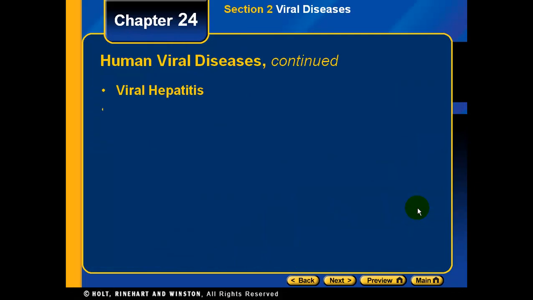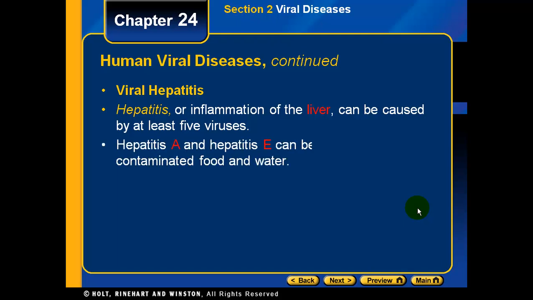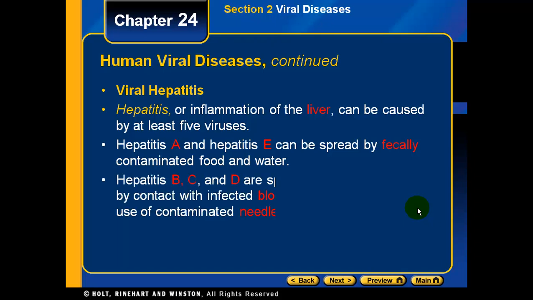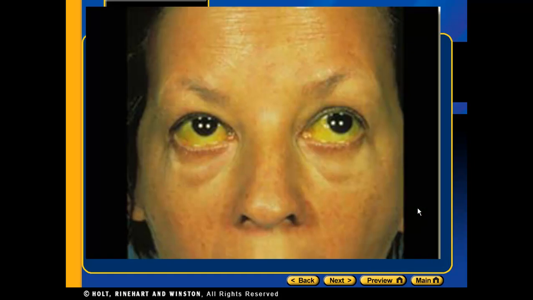Alright, next one is viral hepatitis. Hepatitis is inflammation of the liver, and that can be caused by at least 5 different viruses. Hepatitis A and hepatitis E can be spread by fecal contaminated food and water. Hepatitis B, C, and D are spread by sexual contact, by contact with infected blood and serum, and by the use of contaminated needles. Symptoms for viral hepatitis are fever, nausea, jaundice, which is the yellowing of the skin, and the failure of your liver to work. That is jaundice. You get yellow skin and yellow eyes. That's a symptom.